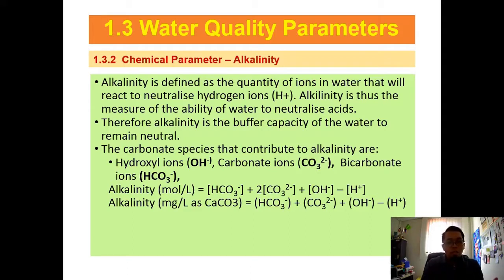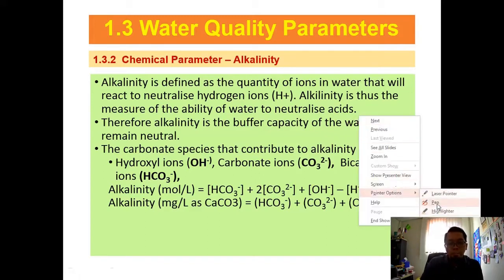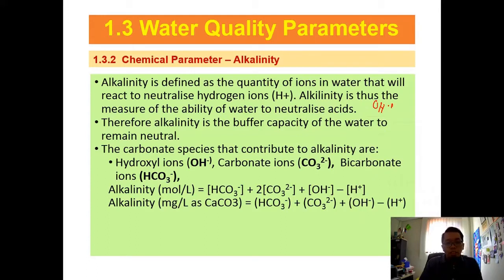The common ion that you know can counter the hydrogen ion is the hydroxyl ion, OH. Besides OH, we also have carbonate ions and bicarbonate ions, CO3 2- and HCO3 minus. These three ions can increase the pH because they react with the hydrogen ions to make sure the water is not too acidic.